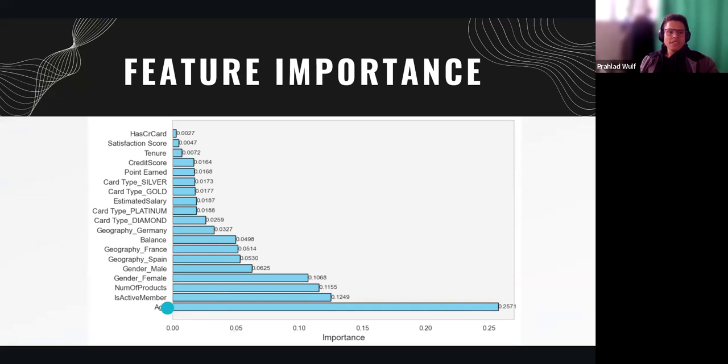So here we can see that age is an important feature, which was explored. Is active member, so is the customer active within the bank, is also important. Number of products is important, and gender female, which was explored before, is important. So these four are the main important ones, and in future could be used to understand customer churn rates better.